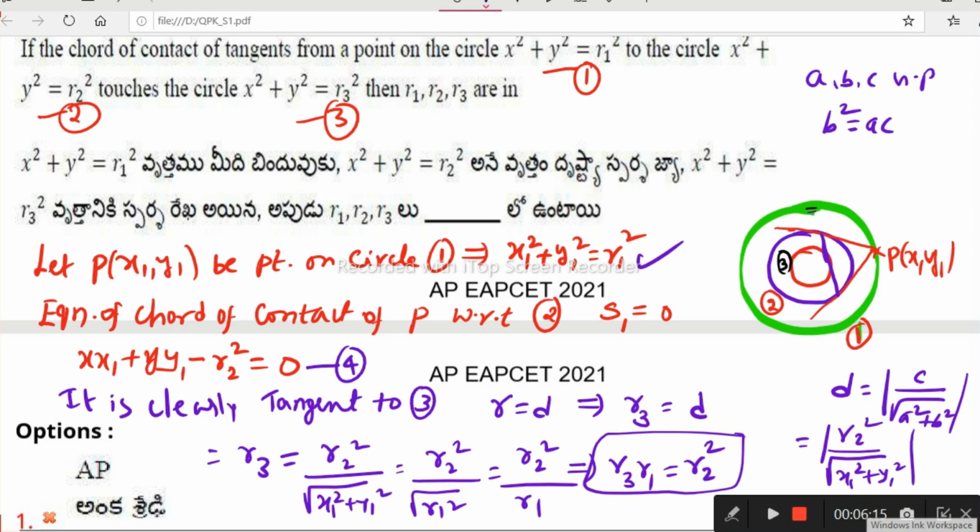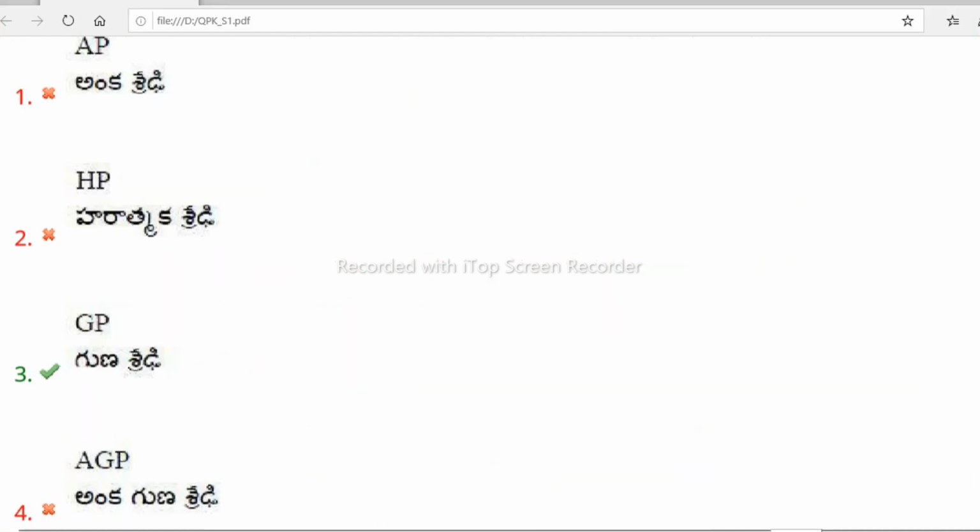R1, R2, R3 are in GP series. That is which option? We'll check it now. Okay, it's not the first option. Next we can move to the remaining options. Yes, it is clearly the third option.